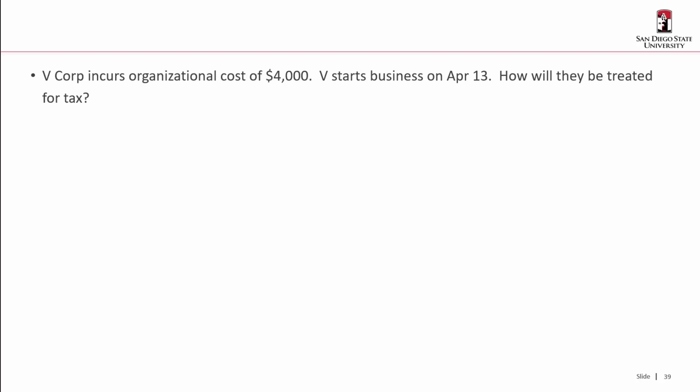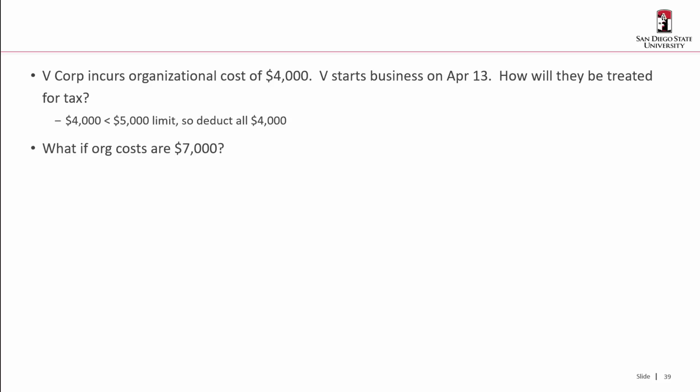V Corp incurs organizational costs of $4,000. They start business on April 13. How treated for tax? Well, they only incurred $4,000. That's less than $50,000. They can deduct all $4,000, right? Because that is less than the limit.